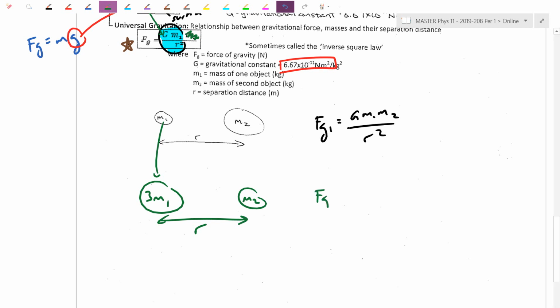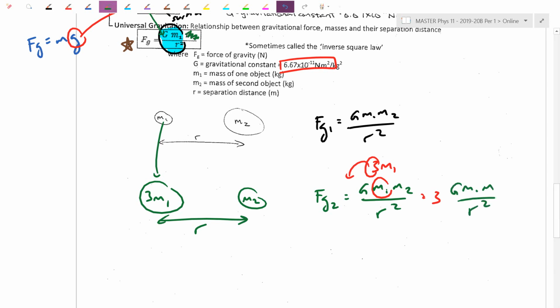All that amounts to here is when you look at your formula GM1 over r squared, the only thing we've changed is m1 has now become 3 times what the initial mass was. The 3 can be pulled out in front. We now have 3 times what our original gravity is. Whatever the force of gravity was before, it's now been tripled. So sometimes multiple choice questions will just ask you to do things by ratio.